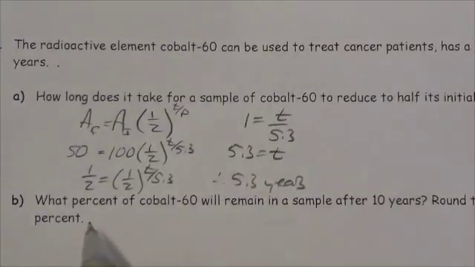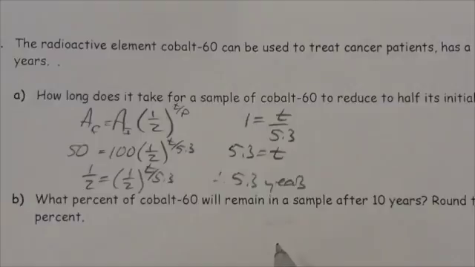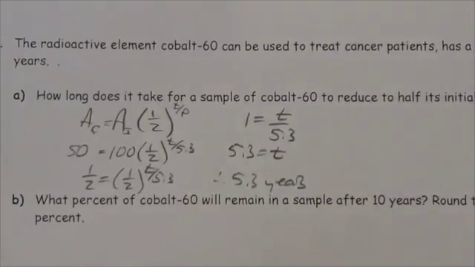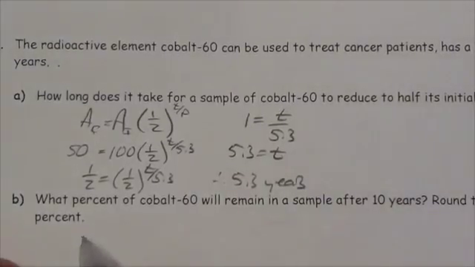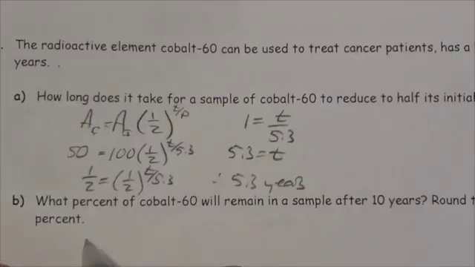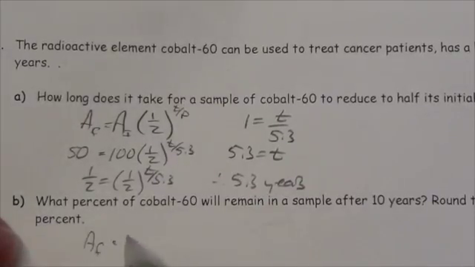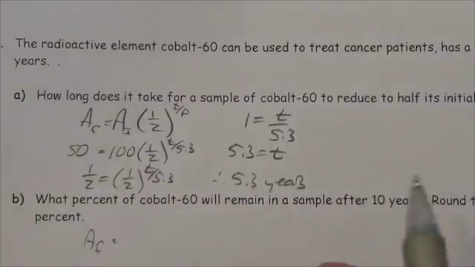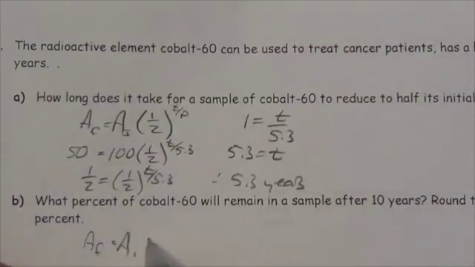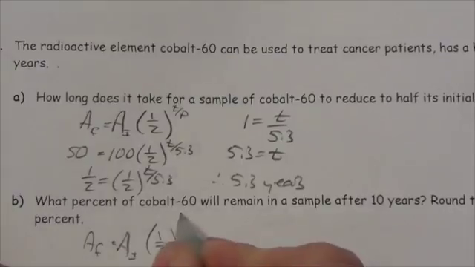Now let's take a look at the next one here. What percentage of cobalt-60 will remain in the sample after 10 years? Round to the nearest percent here. So we're looking to find out how much is left. Again, it doesn't really matter how much we start with, the initial amount, times 1/2 to the T over P.